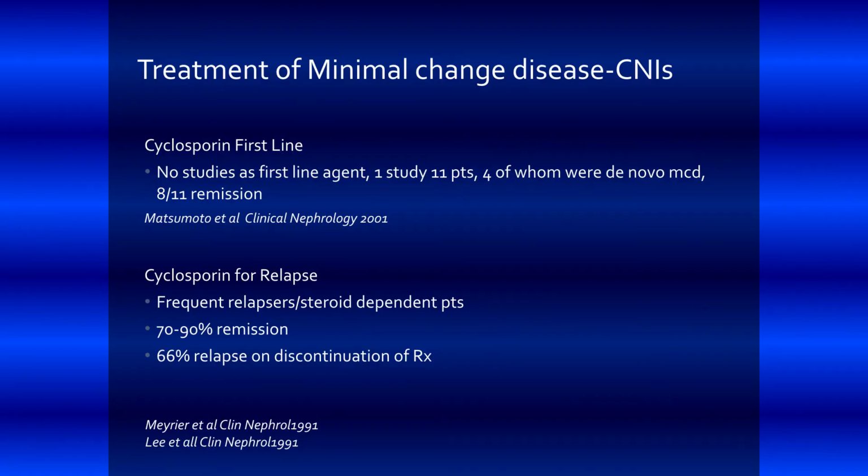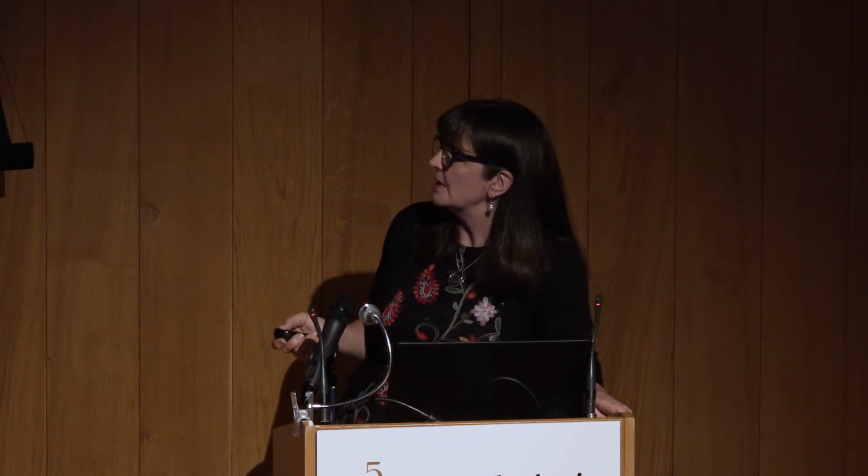So what about cyclosporin as a first-line agent? You know, we are 30 years out from those trials of steroids, and there isn't a single trial of cyclosporin as a first-line agent in all that time. There's one small case series which suggests that it perhaps works, but there was a mixed set of patients and they didn't tell you who was who in terms of who responded. But we know that it works for relapsing patients, yeah? With a 70 to 90% remission rate, but again, a high relapse rate on discontinuation of therapy.